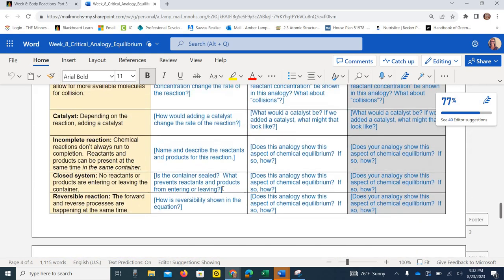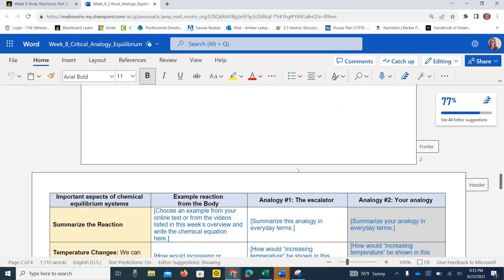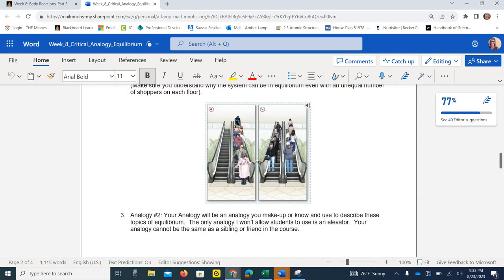Now I'm going to walk through how to do analogy number 1, the escalator. And I'm going to go through and kind of help guide you on the thought process you're going to need to have in order to make sure that this goes smoothly, quickly, and so you don't have a whole lot of questions. Now the analogy itself is going to look at an escalator. So you see this picture right here. And with my picture, I have an escalator that goes up. I also have one that goes down. On the left side, I only have people going upwards. On the right side, I have people going up and down the escalator.